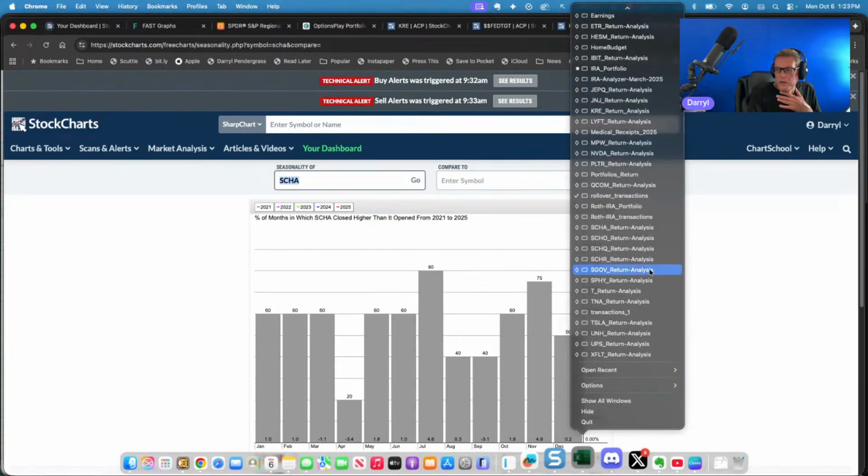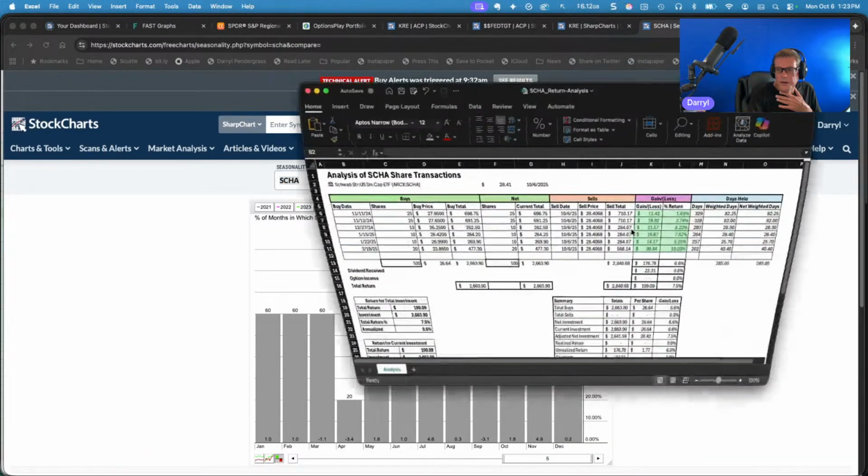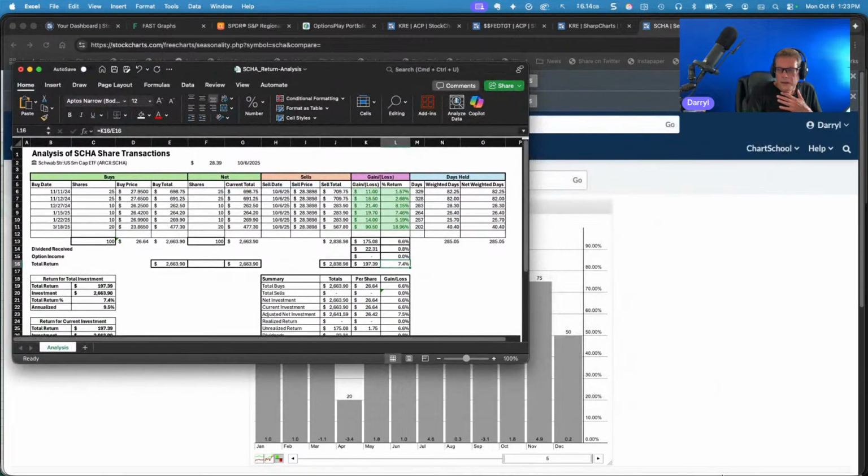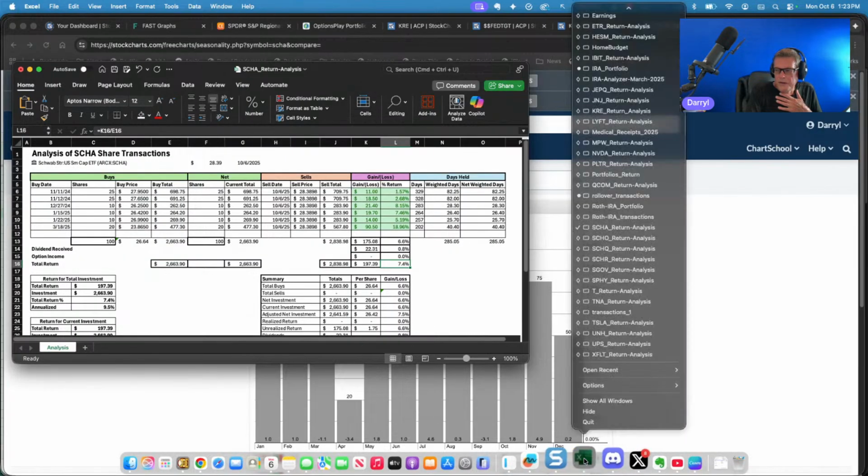So we can take a look at where I stand on that particular trade. I bought basically 100 shares between November of last year and March of this year. And I've had a return of about 6.9%, and they paid dividends of 0.8%, giving me a total return of 7.4%.